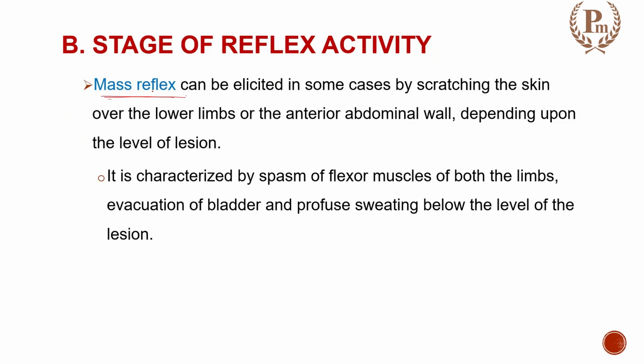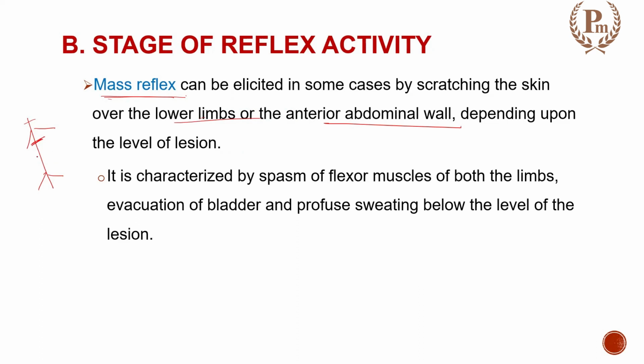Mass reflex can be elicited when we scratch the skin over the lower limb or the anterior abdominal wall, depending on where the lesion is. Now, suppose this is the person I'm talking about and he has a lesion here, we know it will be tetraplegia. If the lesion is over here, it will be paraplegia.